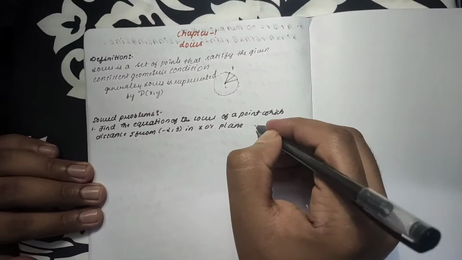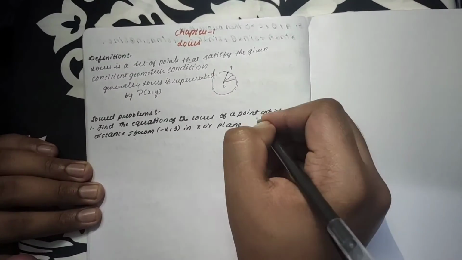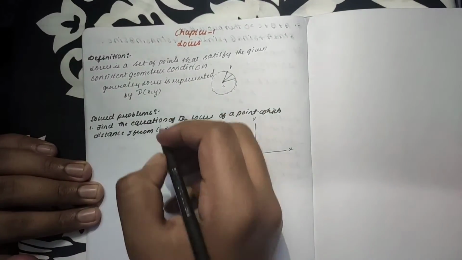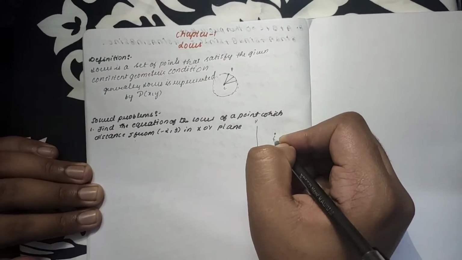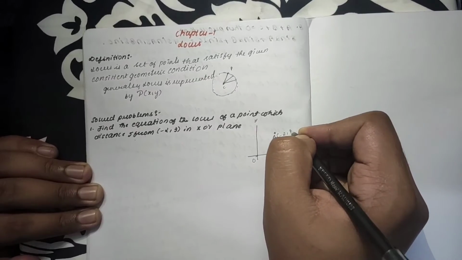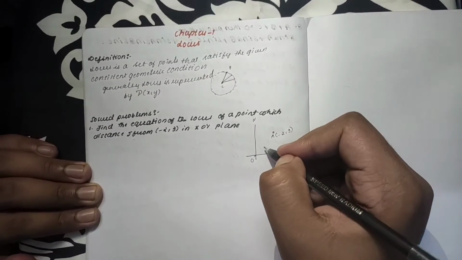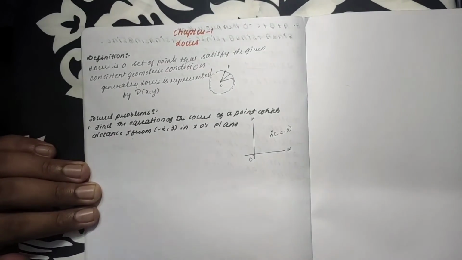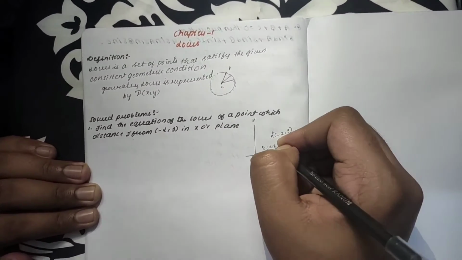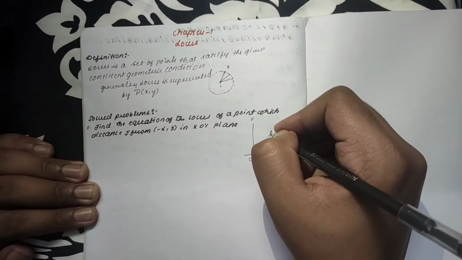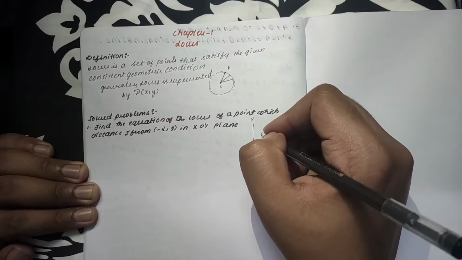This is the XOY plane. In this plane, there is a point, let us assume A(-2, 3), and a locus point. Locus is nothing but a point in a plane. Let us assume here P(x, y). The distance between these 2 points is said to be 5.